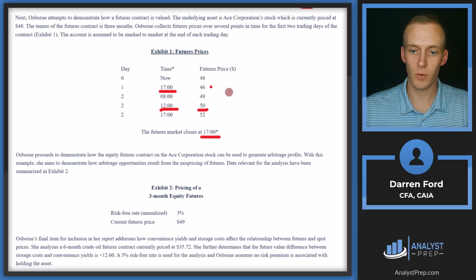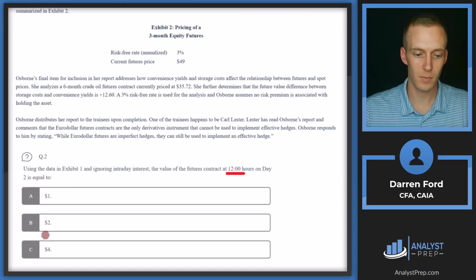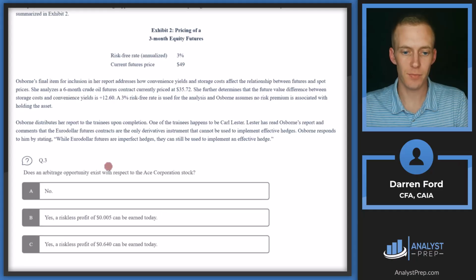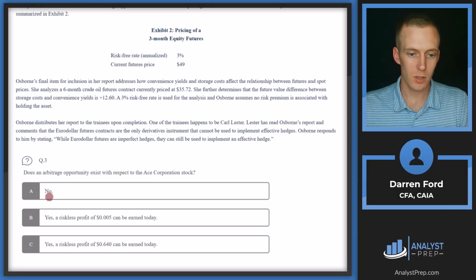So we're going to do 50 minus 46 and get $4 for that calculation, which is going to be right here. Answer C. Question 3. Does an arbitrage opportunity exist with respect to the ACE Corporation stock? So we've got no, yes, a riskless profit of 0.005 can be earned, or yes, a riskless profit of 0.64 can be earned.